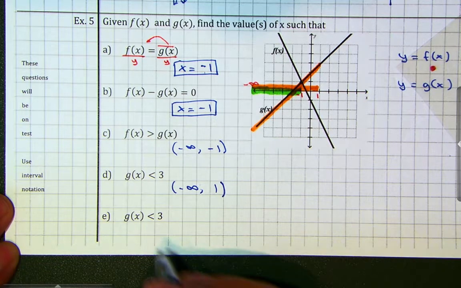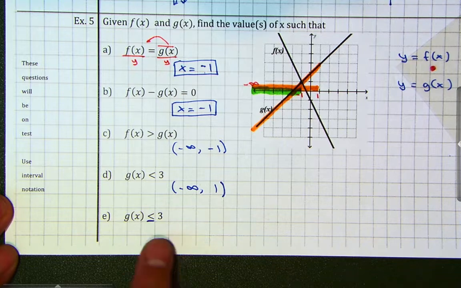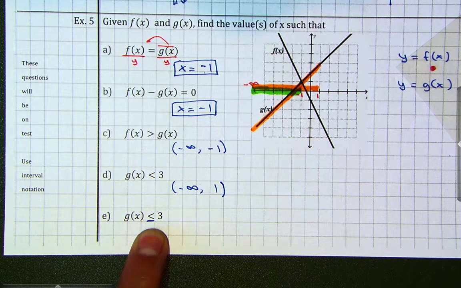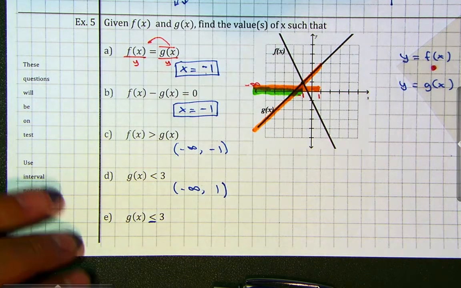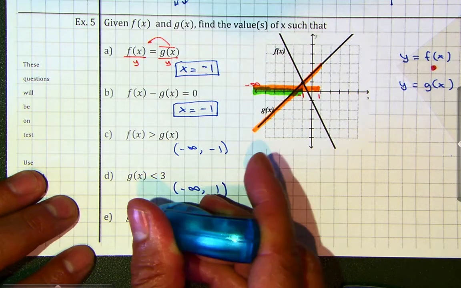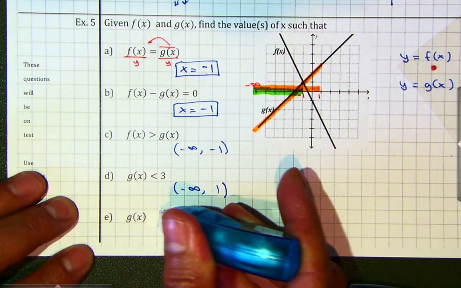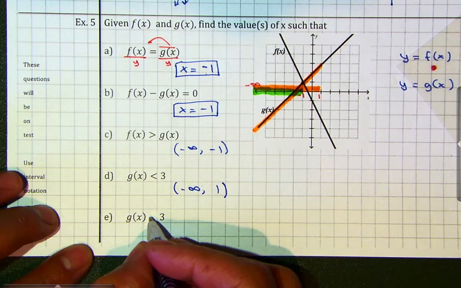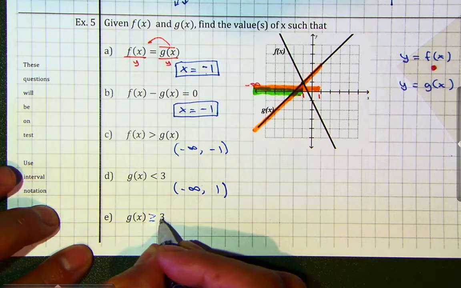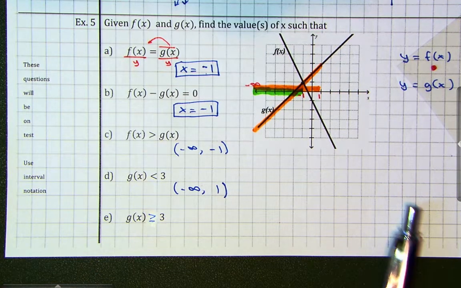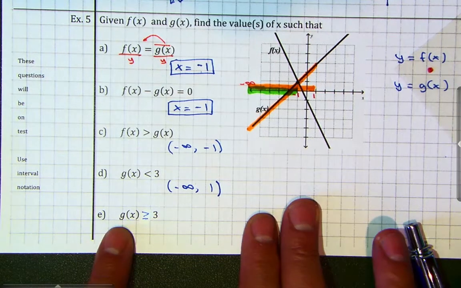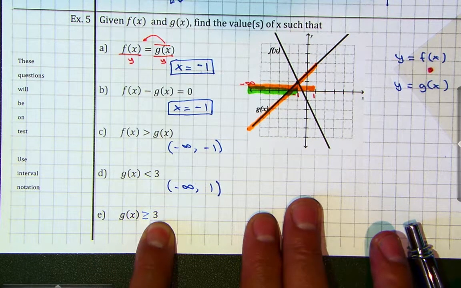And let's make this an equal sign underneath. So if you can change that to less than or equal to, then that should actually be greater than or equal to. So let's go and fix it because it was the same as letter D. So that should be greater than or equal to 3. So when are the values of g of x greater than or equal to 3?